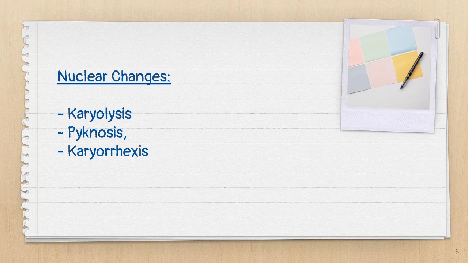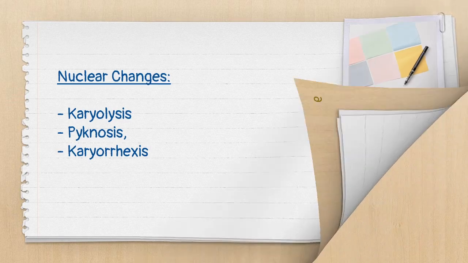Now the third pattern is known as karyorrhexis. What is karyorrhexis? The pyknotic nucleus undergoes fragmentation, and with the passage of time, maybe 1 day or 2 days, the nucleus in the necrotic cell totally disappears, and this fragmentation is called karyorrhexis. So these three, karyolysis, pyknosis, and karyorrhexis, are the very important features of nuclear changes.